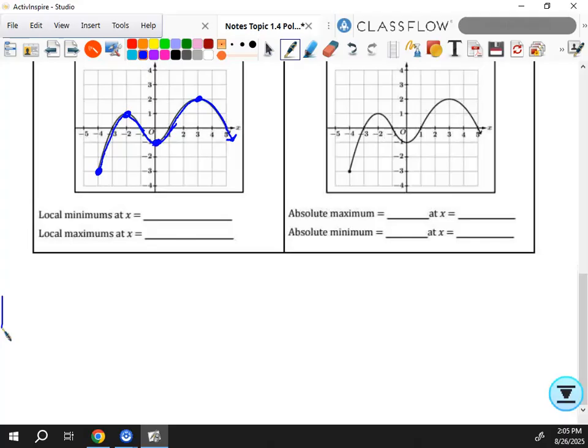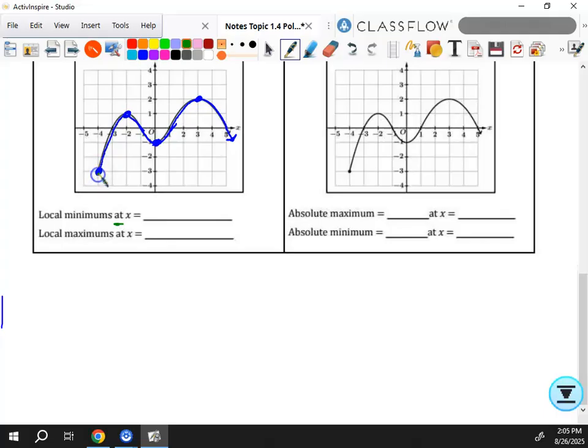All right. So then when we talk about them, the values of the maximums and minimums are the y values. They're the outputs. The location is the input. Location is the input, value is the output. So this says local minimums at, and I know it says x equals, but even if it didn't say x, it's at. So where is it? It's at an x value.